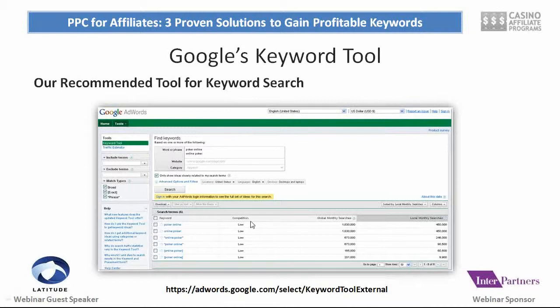Within the tool, it also gives you a competition column with low, medium and high ratings to hopefully give you an idea of just how competitive the terms are, as well as global monthly searches and local monthly searches. The local monthly searches is obviously dependent on the location that you've selected in the advanced filters at the top, so in this case the United States.